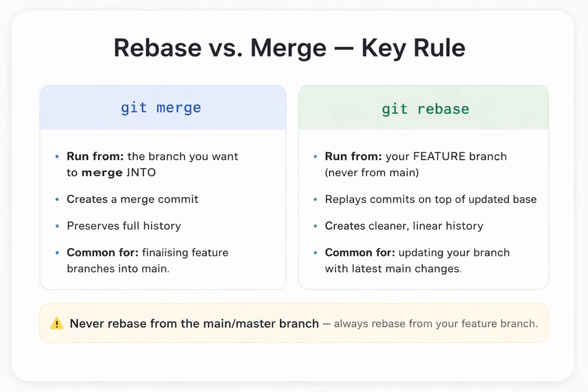It's worth being clear about when to use merge versus rebase because they're easy to confuse. When you merge, you're typically on the main branch and you're pulling in a feature branch. You're combining histories. When you rebase, you're always on your feature branch. You're saying, update my branch so it starts from the latest version of main. A critical rule, never run rebase from the main or master branch. Always be on your feature branch when you rebase. Rebase gives you a cleaner, more linear commit history, while merge preserves the full branching history. Both are valid. Teams choose based on their workflow preferences.